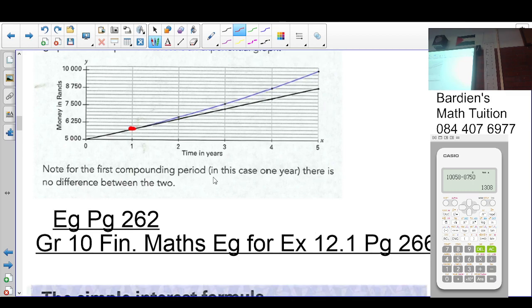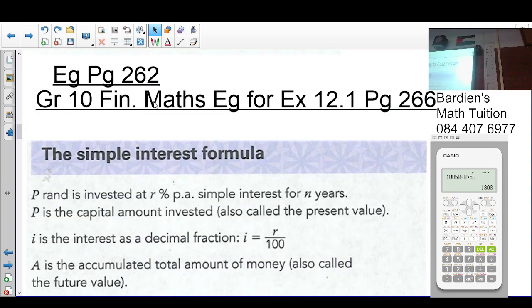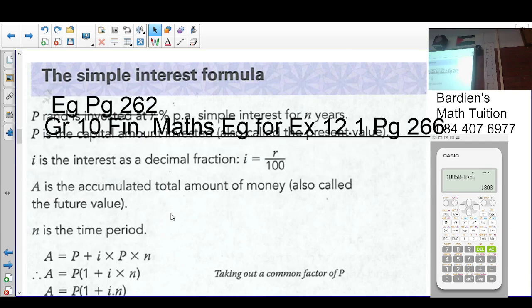Now for the first compound period, in this case 1 year, there is no difference between the two, because the principal of the compound and the principal of the simple is the same. Whilst in the second year, the principal of the simple interest is different to the principal of the compound interest. Right. So now we go into the simple interest formula, and they derive the following formulas.